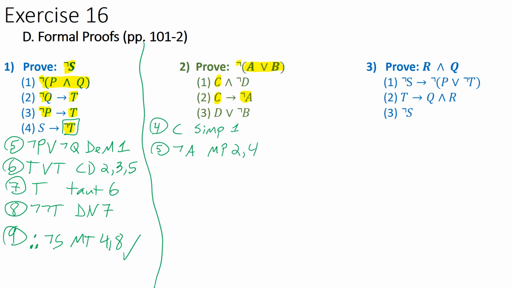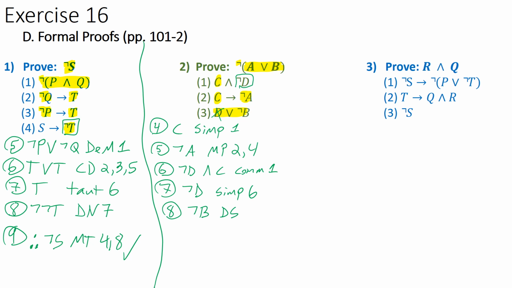Line 1, we have this not D. For line 6, we could say not D and C by the commutative rule, line 1. For 7, we can get not D by the simplification of 6. Because notice we have this disjunction here, D or not B, but D is not the case, so therefore not B must be the case. Hence for 8, we'll say not B, Disjunctive Syllogism, 3 and 7.